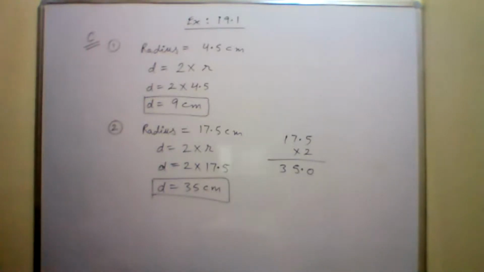Sir, I want to ask something. Sir, why is it called radii? Radii is the plural form. In singular form, we call it radius, and the plural form is radii. Okay, sir.